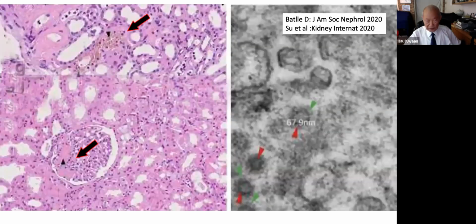And here in this picture, if you look at the bottom left, you can see where the arrow points to a microthrombus within the glomerulus. And then on the upper left, you can see a blood vessel, which is a peritubular vessel blocked by aggregated red cells. And on the right side, again, you see the direct presence on the EM of the virus in the kidney.